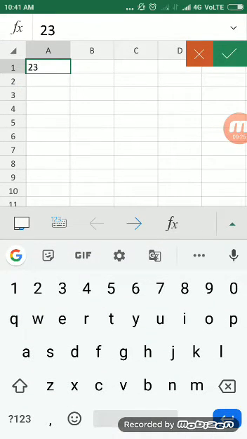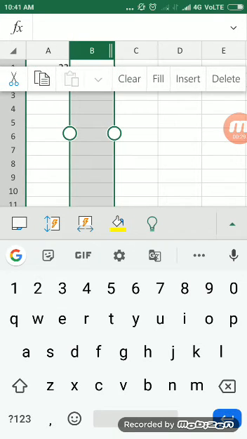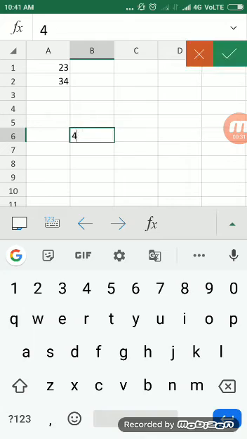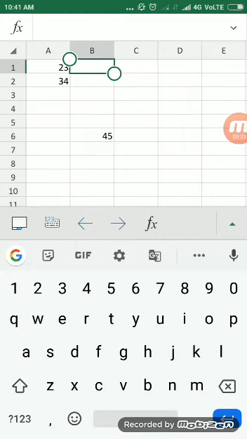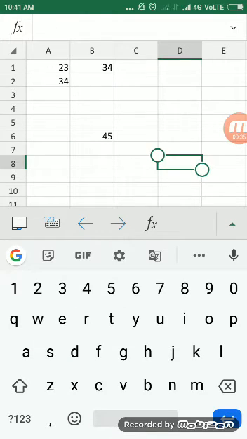Like 23, 34, 45, 34, and so on you can add.